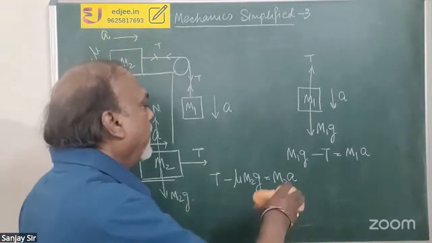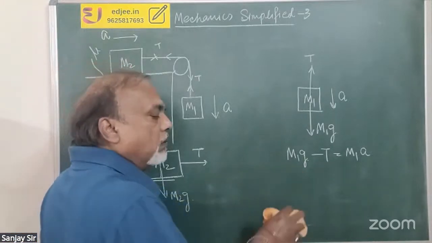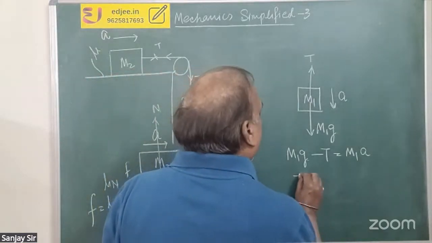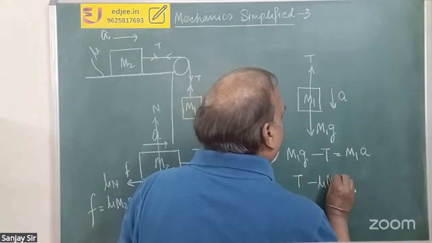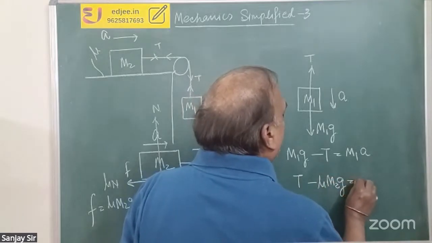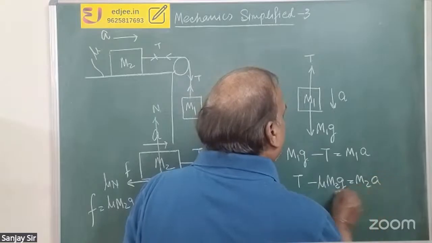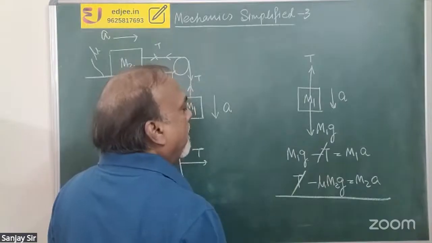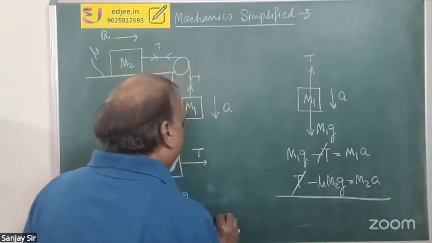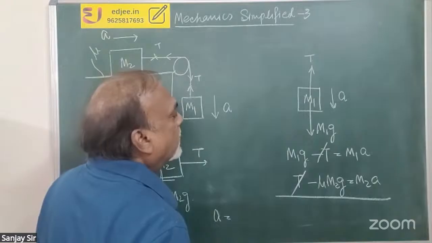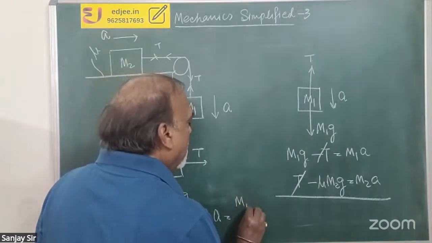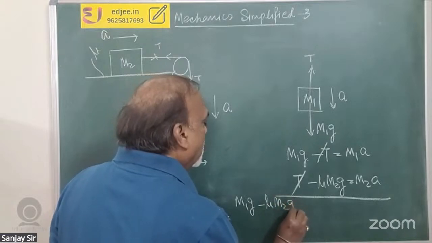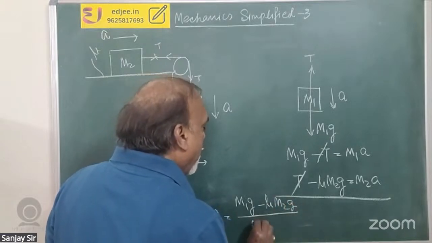Or you can write here, M1 G minus T equals M1 A, and T minus mu M2 G must be equal to M2 A. If you add them, then A will come as M1 G minus mu M2 G divided by M1 plus M2.